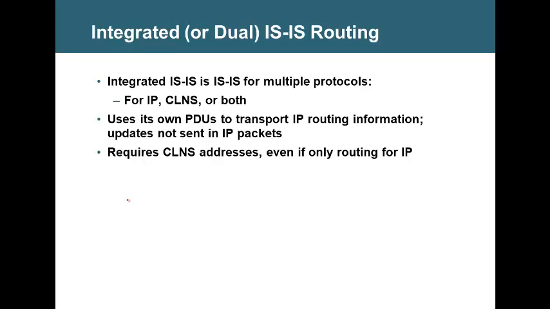So it uses its own protocol data unit to transport IP routing information updates, not sent in IP packets. So it is not going to use IP. See, you need to capture an IS-IS header and see what I'm saying. Usually a protocol like OSPF, the protocol information is carried in the IP packet, the layer 3 header. Have you seen OSPF packets?